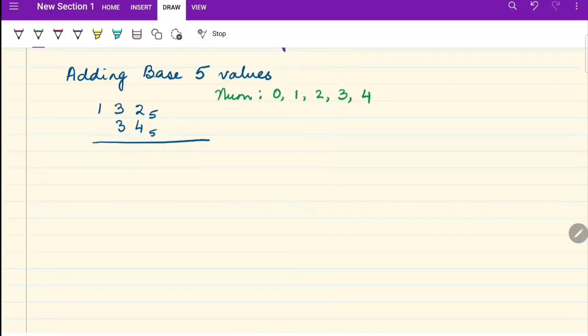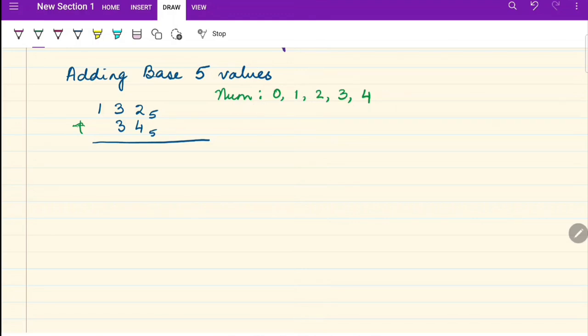Now I'm going to work through an example of adding two base 5 values. All right, so the numbers are 132 base 5 and 34 base 5. So we are going to add these two values. Again, to remind you, the numerals in the base 5 system are 0, 1, 2, 3, 4. So when we perform the addition of the different columns, then we should either come up with 0 or a 1, 2, 3, or 4. All right, it cannot be any other values. Those are not within the range of numerals in base 5.